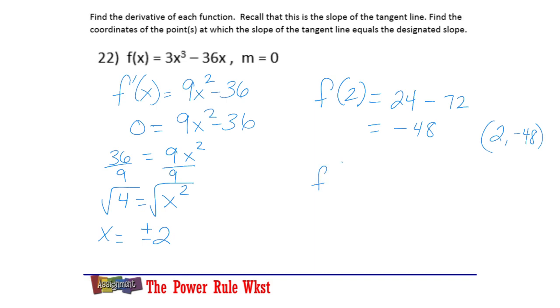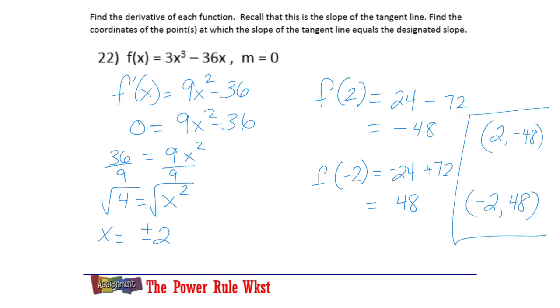Okie doke. Let's put in the negative 2. And again, because you're looking for the y value, it goes back to the original function. So negative 2 cubed is negative 8 times the 3. That's a negative 24. And then you're going to end up with a positive 72. So in this example, it's going to end up being a positive 48. So then the other place that this slope is going to be 0 is at negative 2, 48. So these are your 2 spots that they're looking for.